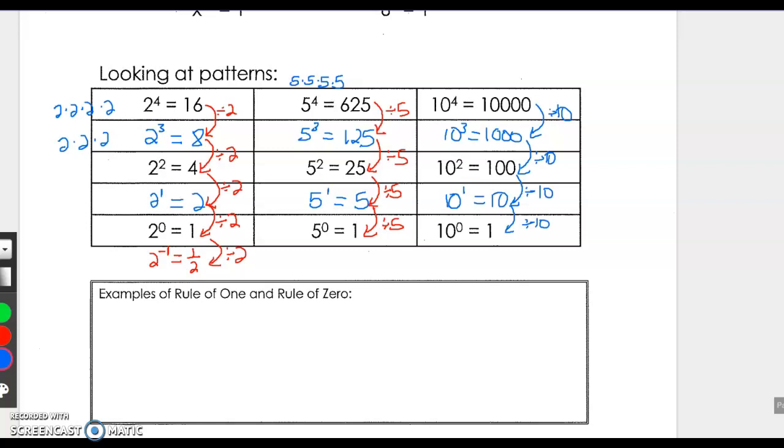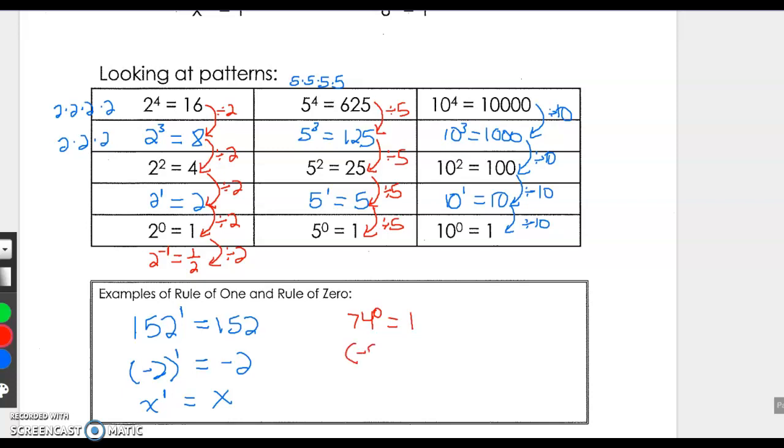So examples of the rule of 1 and rule of 0 basically are this. If you take any number, raise it to the first power, it equals itself. Even if that number is negative, if you raise it to the first power, it equals itself. Even if you use a variable that represents an unknown number, it equals itself. Rule of 0 says that anything you want raised to the 0 power equals 1. And it's because of this patterning here. If I take -5 to the 0 power, it equals 1. So any number raised to the 0 power is 1.